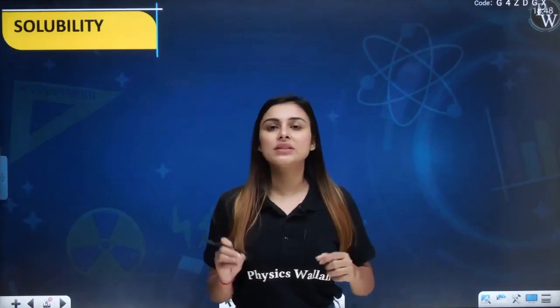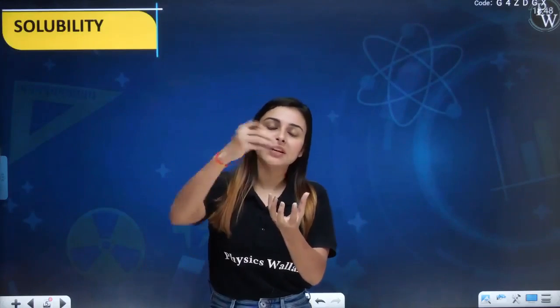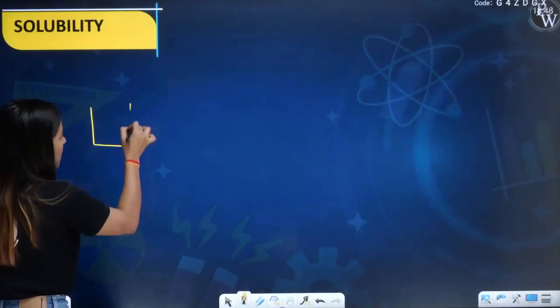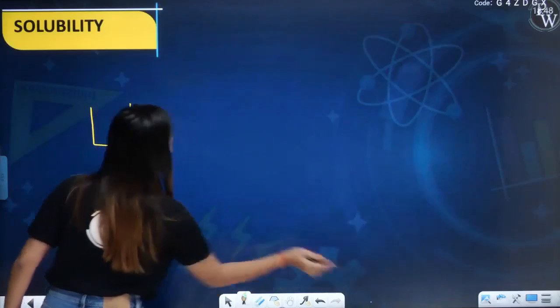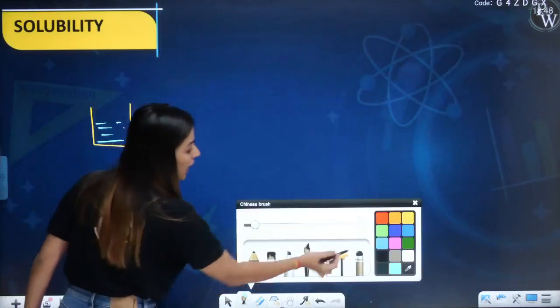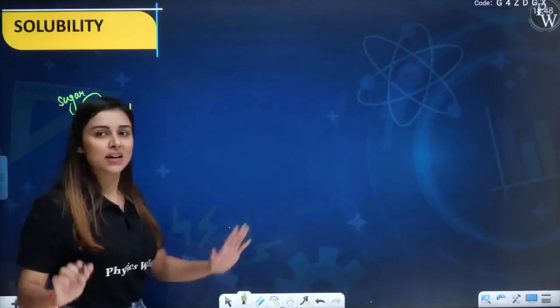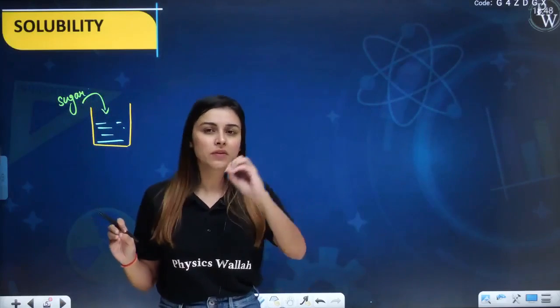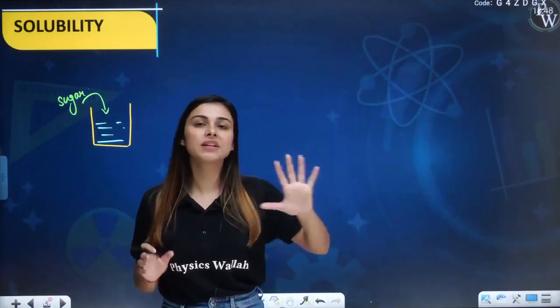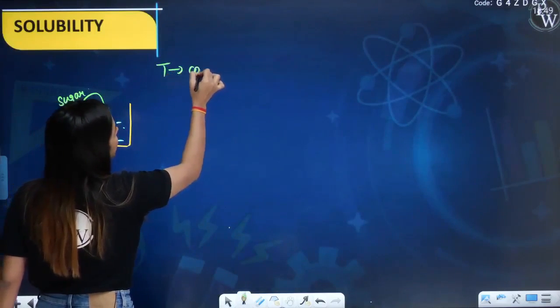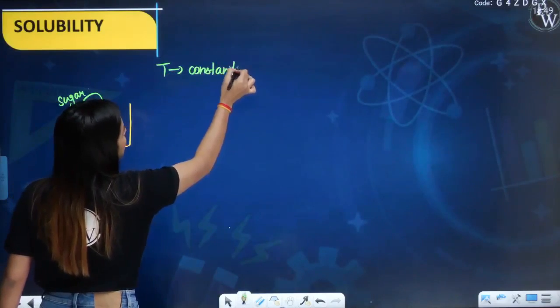Imagine you have a container with water inside it, and you are adding sugar to it and mixing it at a particular temperature. Say I am performing this experiment in a particular room, so there will be a particular fixed temperature. The temperature might not be changing. So the important condition here is that the temperature should be constant.